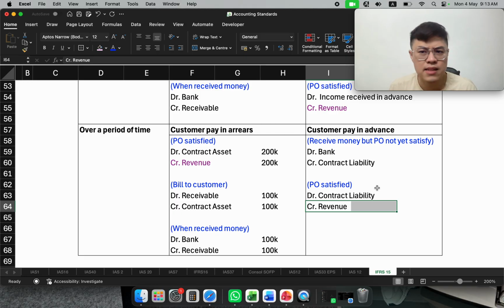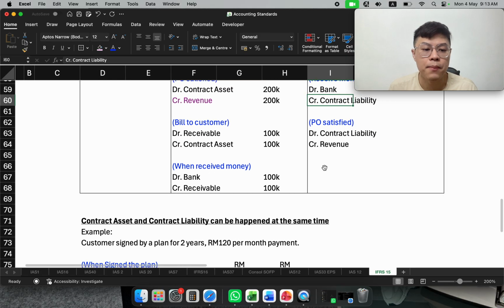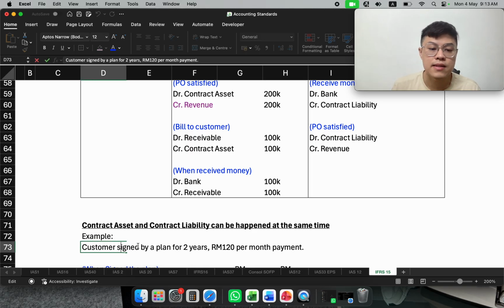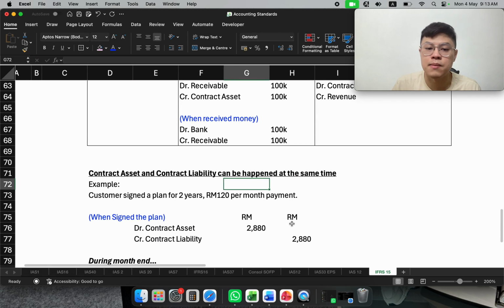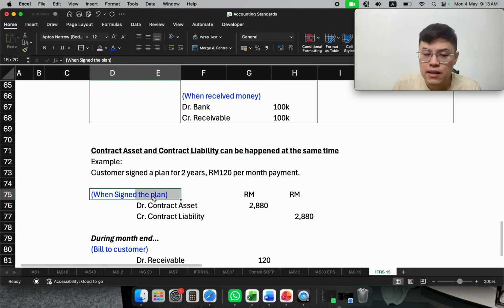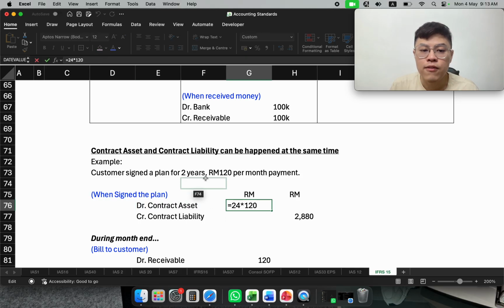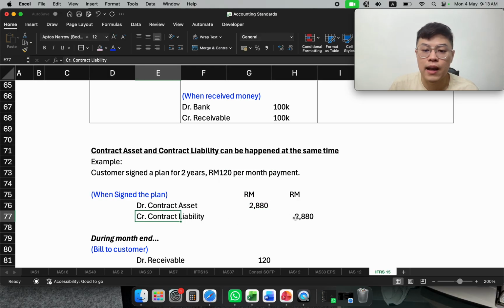When I explain this, it doesn't mean contract asset and contract liability won't happen together. I give you an example. Customer signs a plan for 2 years, and each month the customer needs to pay 120. So when the plan is signed, meaning the customer is committed, we will need to debit contract asset 2,880. Why? 24 months, 2 years, times 120 per month. And we credit contract liability. So we didn't receive money, we haven't performed the services. In that case, they signed only.